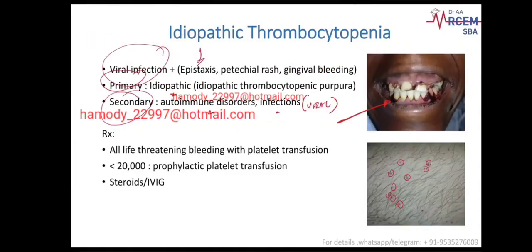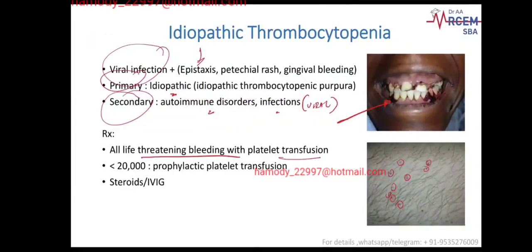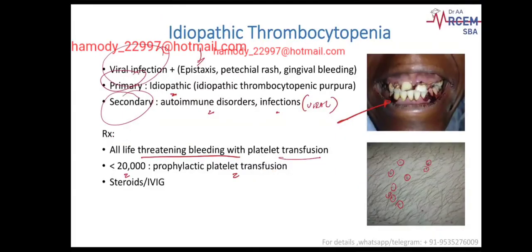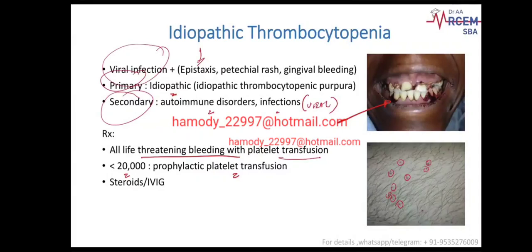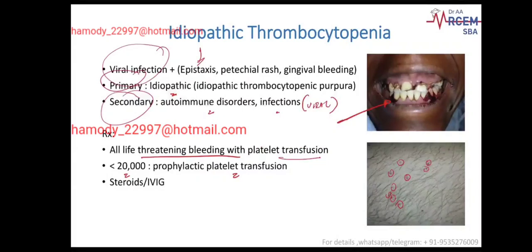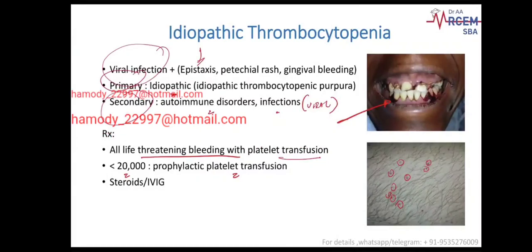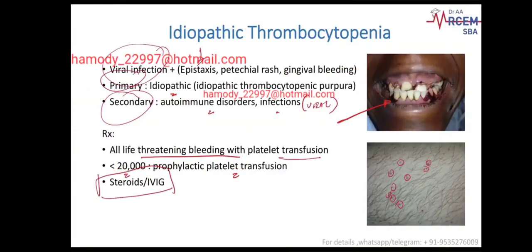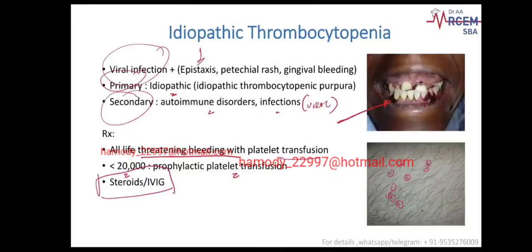So anyone who presents with life-threatening bleeding, platelet transfusion is required. If the platelet count is less than 20,000, prophylactic platelet transfusion can be given. If the platelet count is more than 20,000 and they do not have a life-threatening bleed, then you can treat it with steroids and IV immunoglobulins after taking advice from the hematologist.